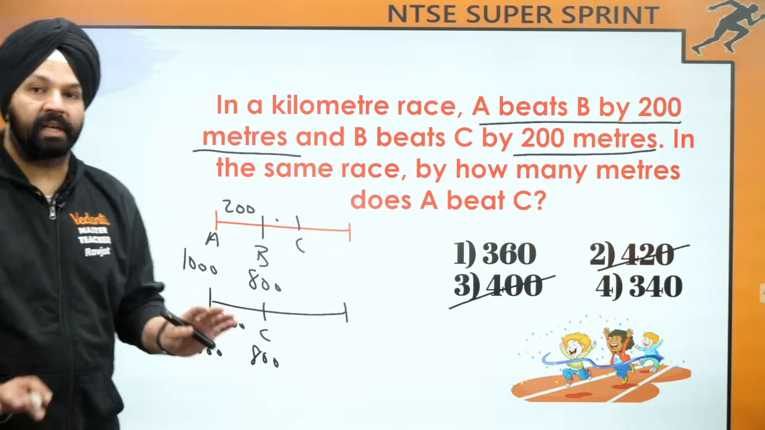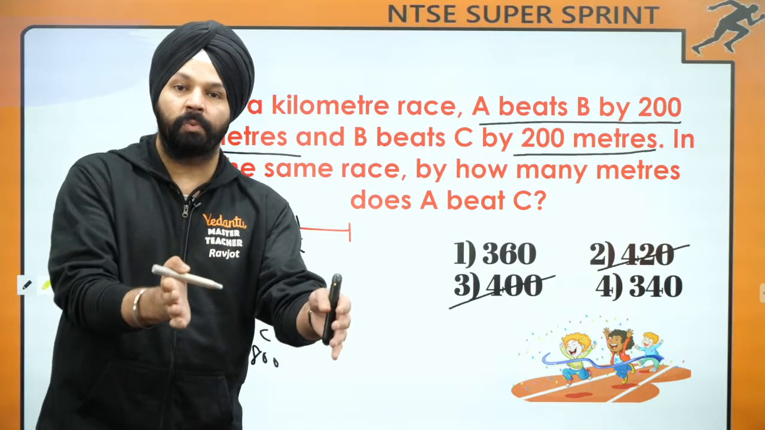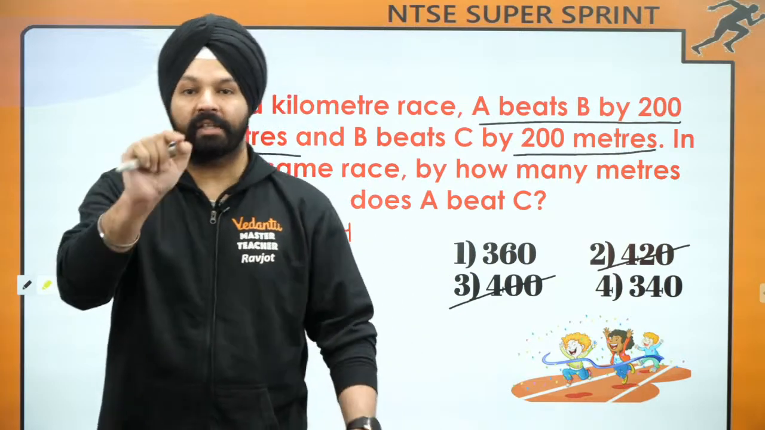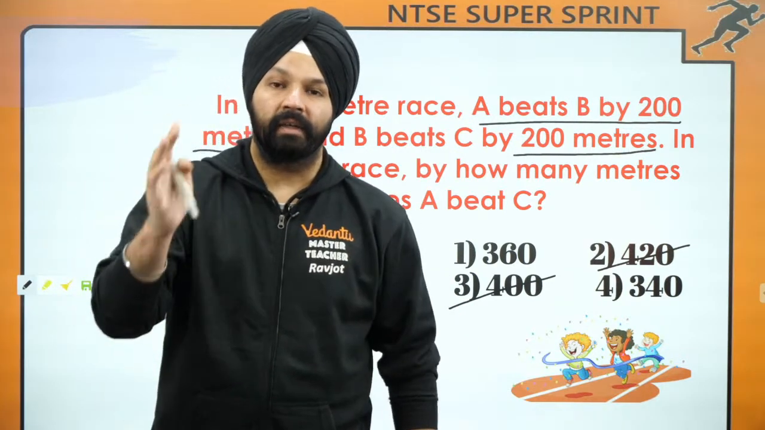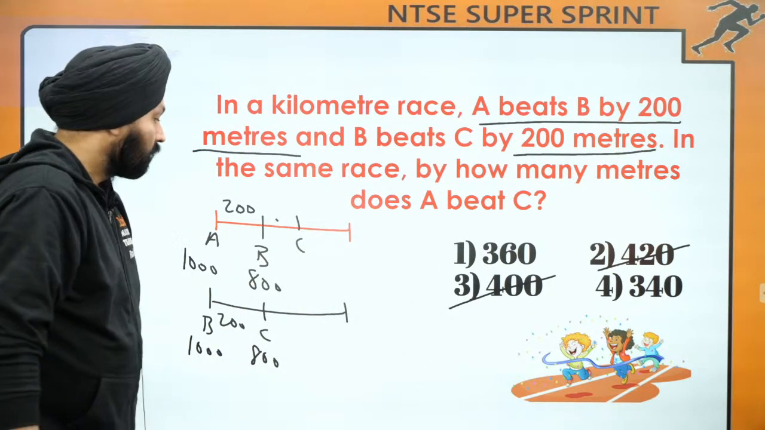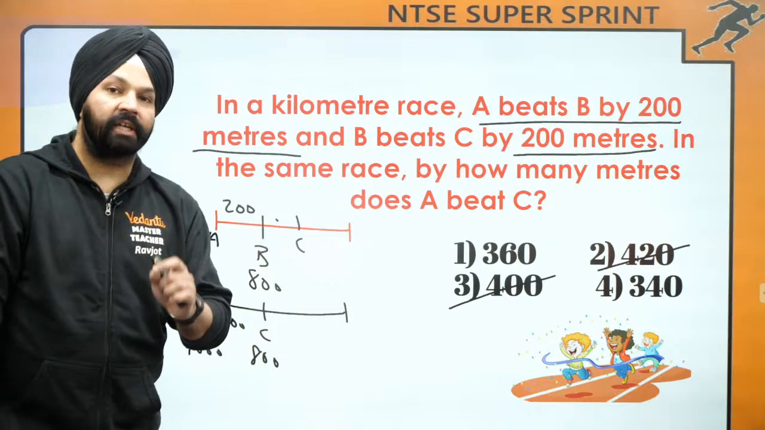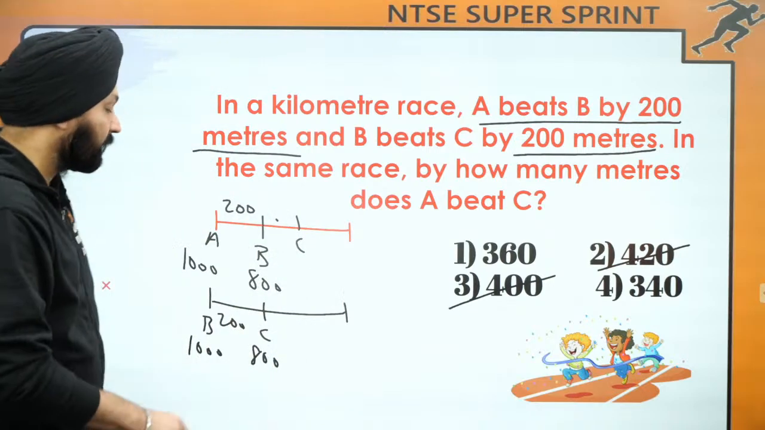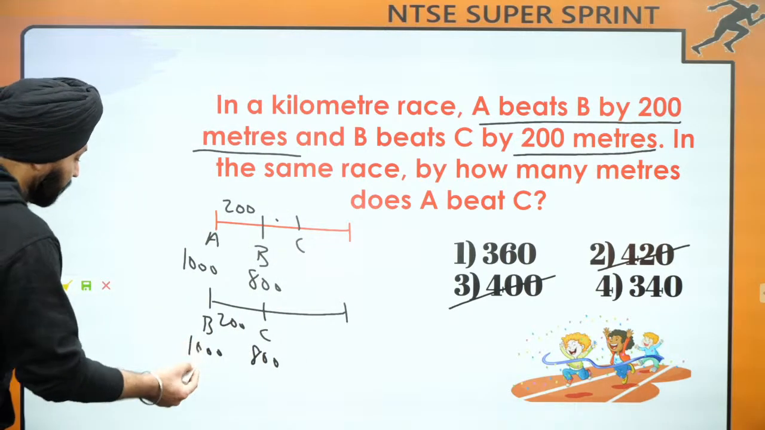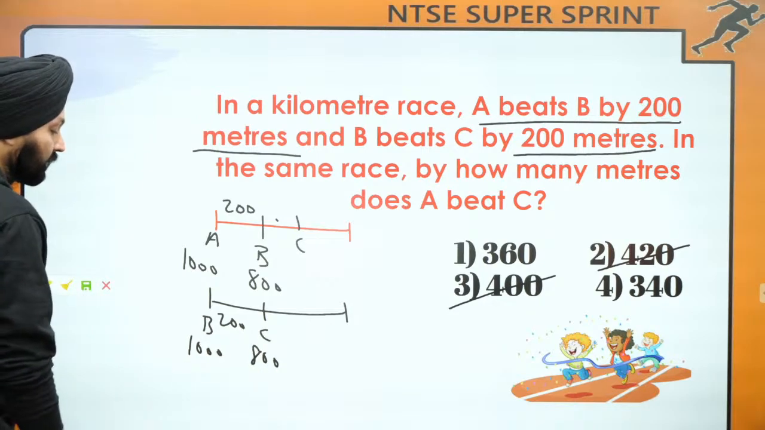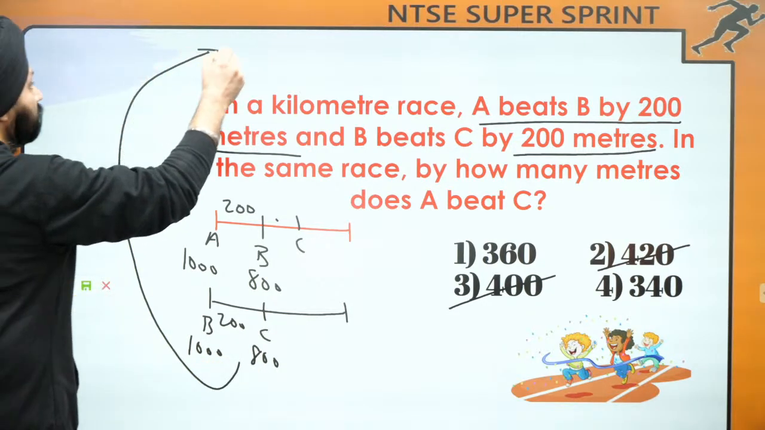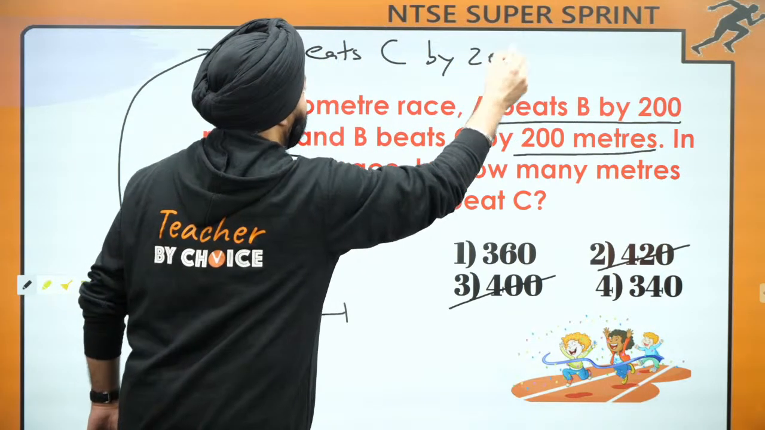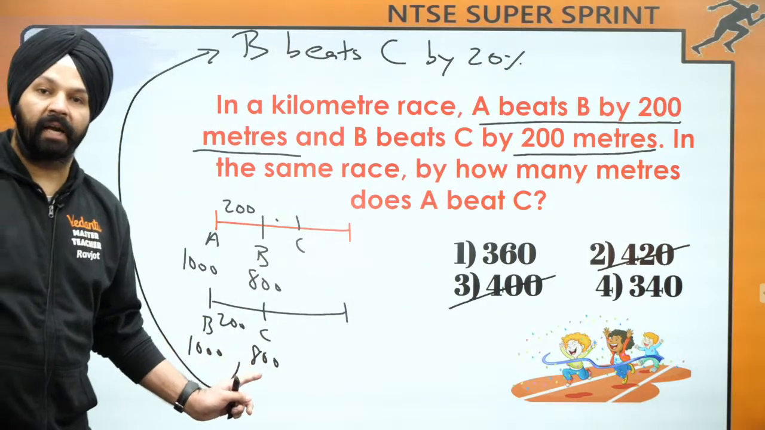So the step number 1 is conceptual clarity. Conceptual clarity means the distance between B and C is not constant. It keeps on increasing, and maximum distance is there when the race ends. Also, you need to remember that whatever be the cases, the percentage gap will remain same. Now, this is very important, the method of percentages. B is at 1000, C is at 800. That means B beats C by 20%.